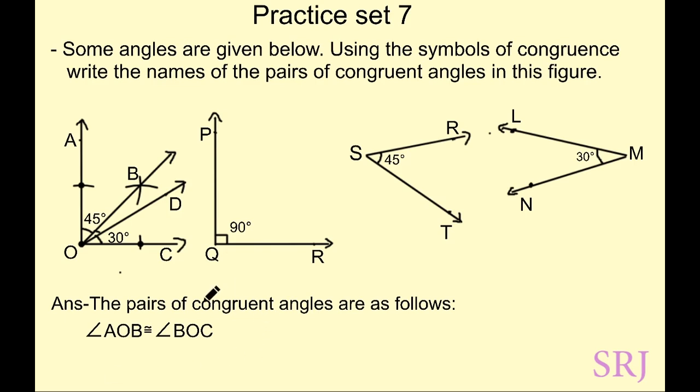Now, let us move to another one. As we know that angle AOB is 45 and angle BOC is also 45. Now, among these 3 figures, which angle is 45 degrees? Yes, this figure, that is angle RST. It is also 45. So, our next answer will be, angle AOB is congruent to angle BOC is congruent to angle RST. So students, you have to write the names of the next 2 pairs. The next 2 pairs are for homework.